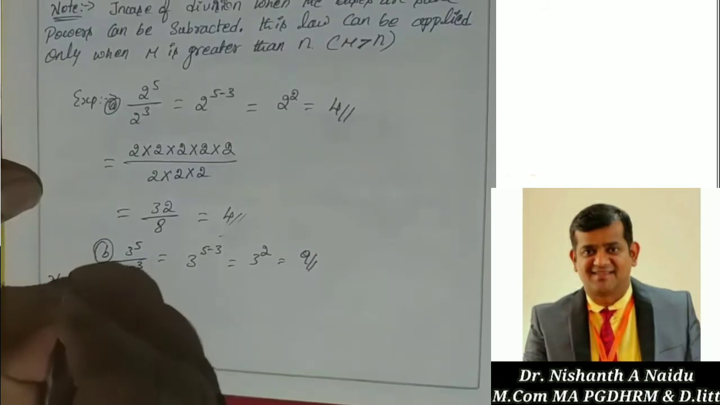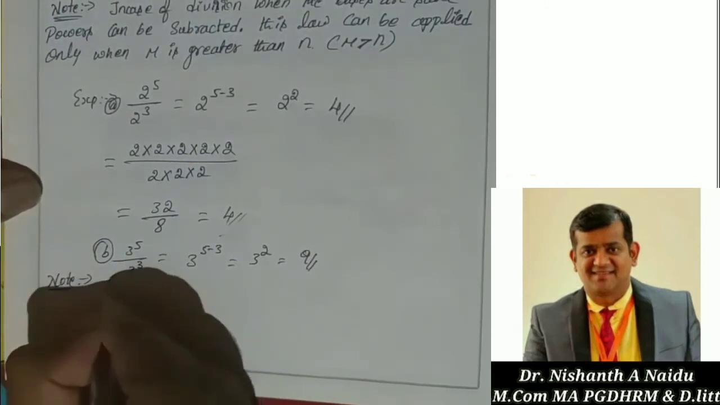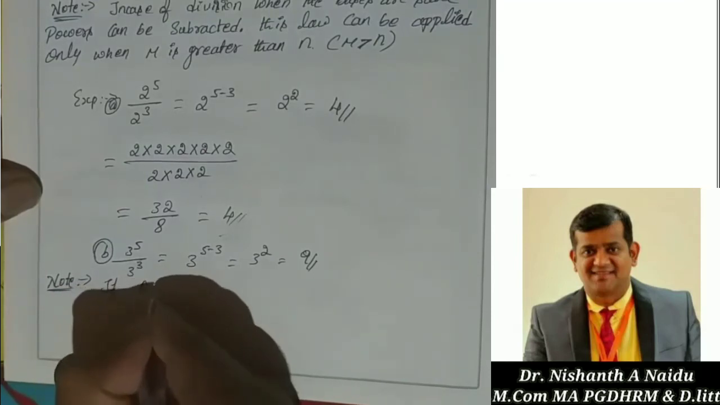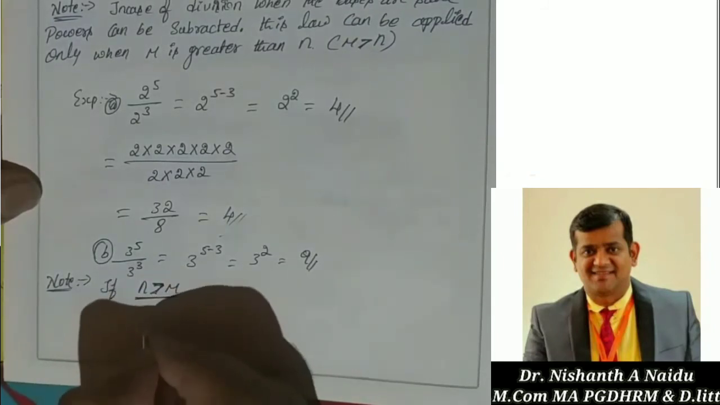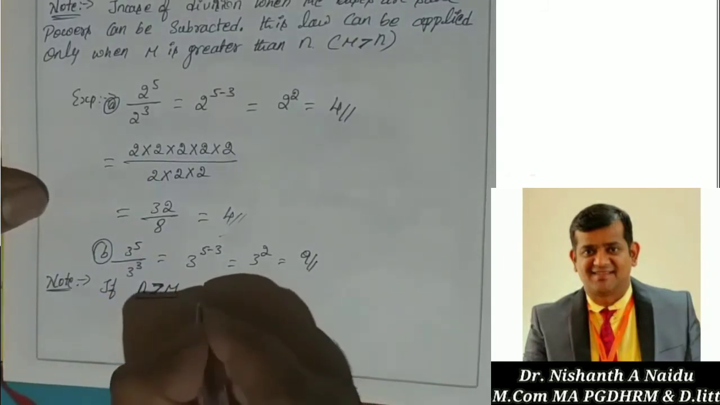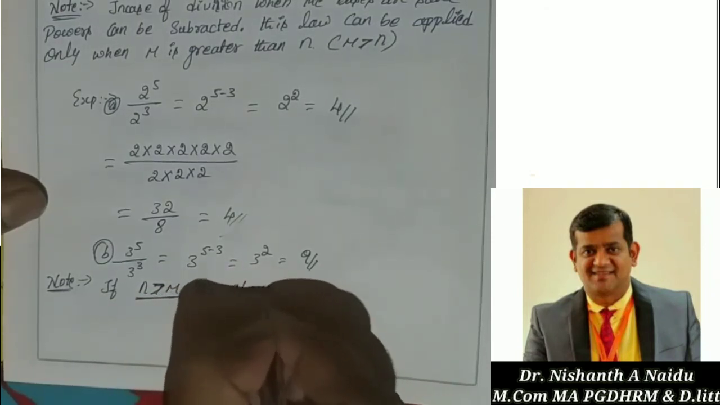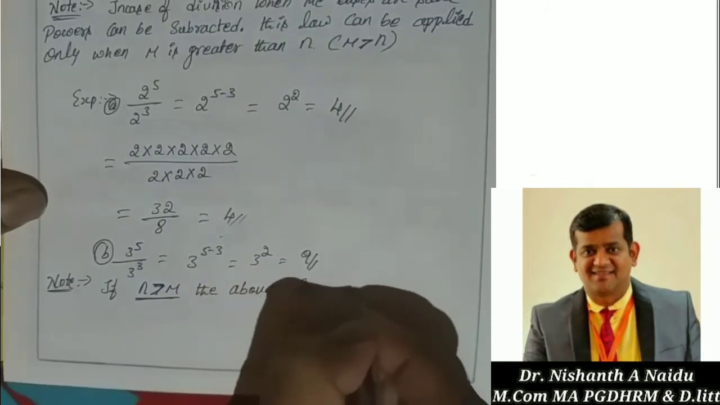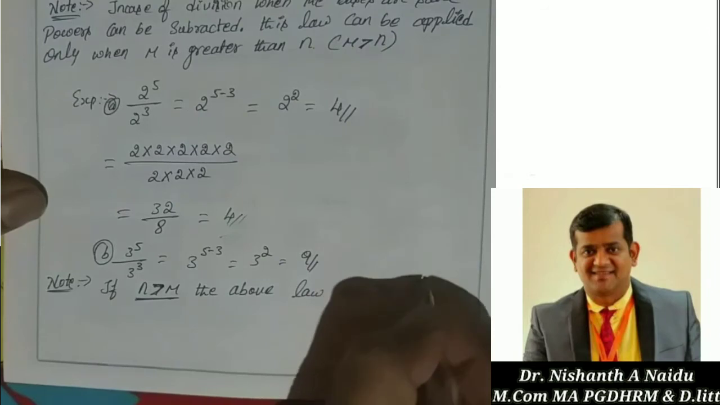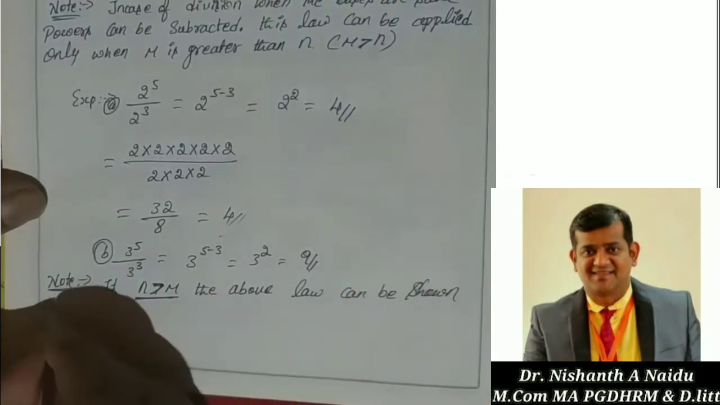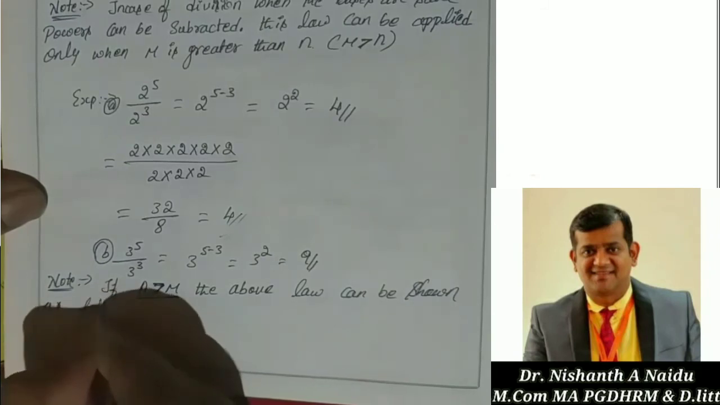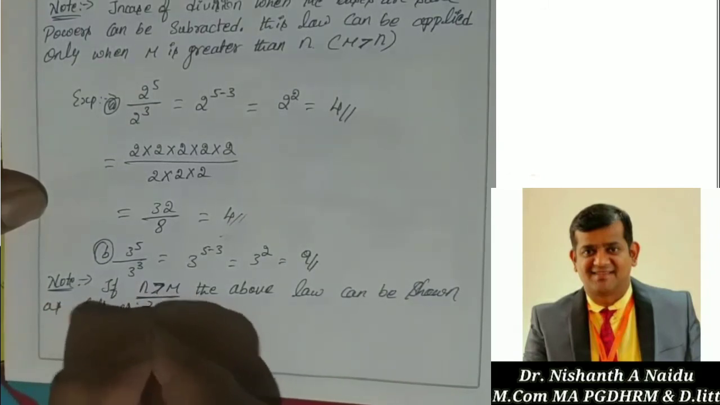Suppose, if n is greater than m, what we have to do? I didn't tell you, right? If n is greater than m, how are we going to write? That is one of the major things you should understand. So we can say that the above law can be shown as follows.